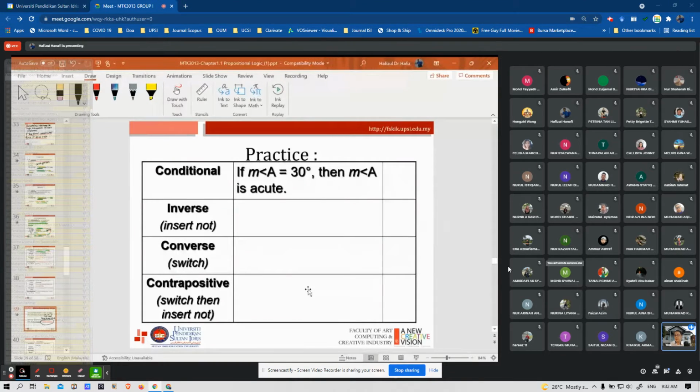You should do this one as your own exercise, and then please upload to Padlet. I can see your effort. You need to do the inverse, then the converse, and lastly the contrapositive. You need to switch and insert the not.